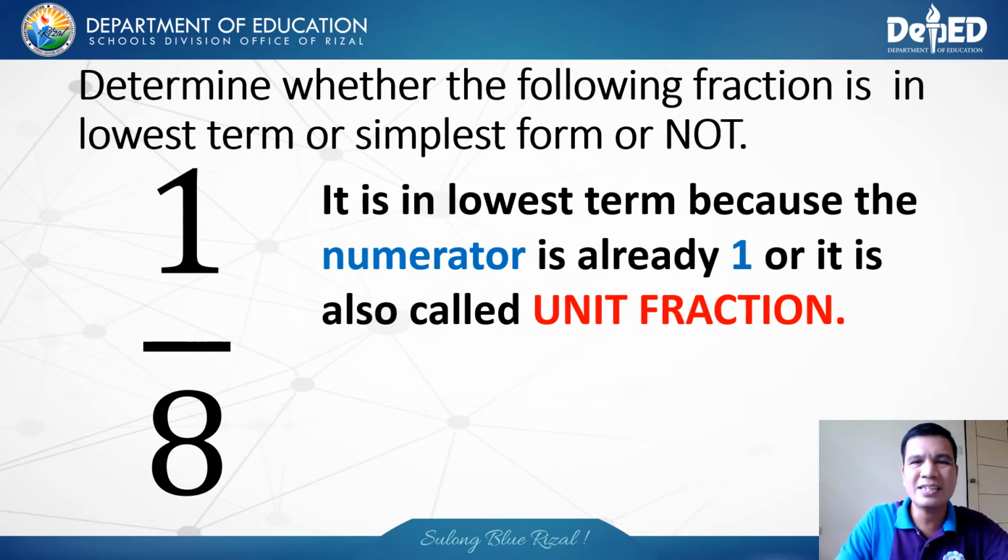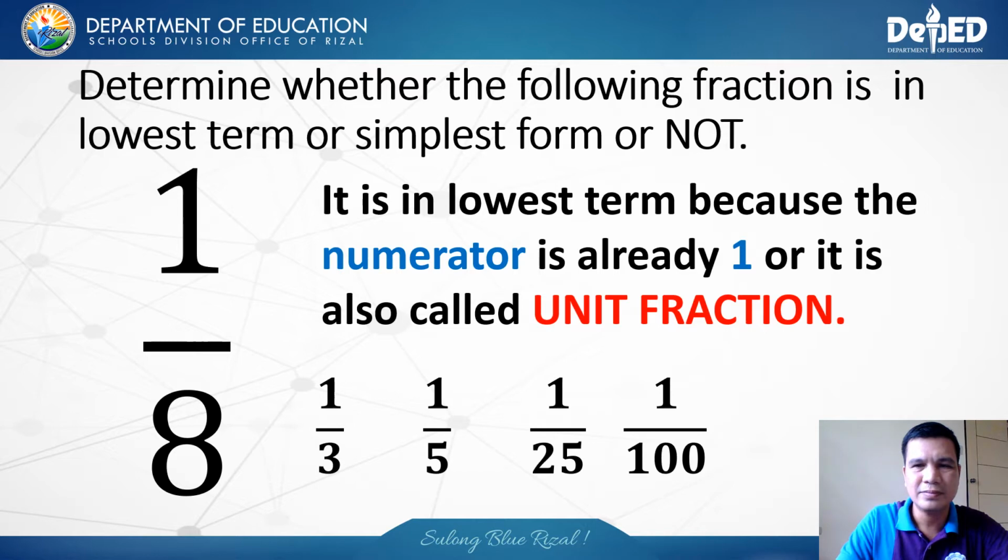Very good! It is in lowest term because the numerator is already 1, or it is also called a unit fraction. So, ibig sabihin, any fractions na ang numerator 1 ay unit fraction and it is already in lowest term. Can you name some example of unit fraction? Nice! That's correct. 1/3, 1/5, 1/25, and 1/100 are examples of unit fractions.